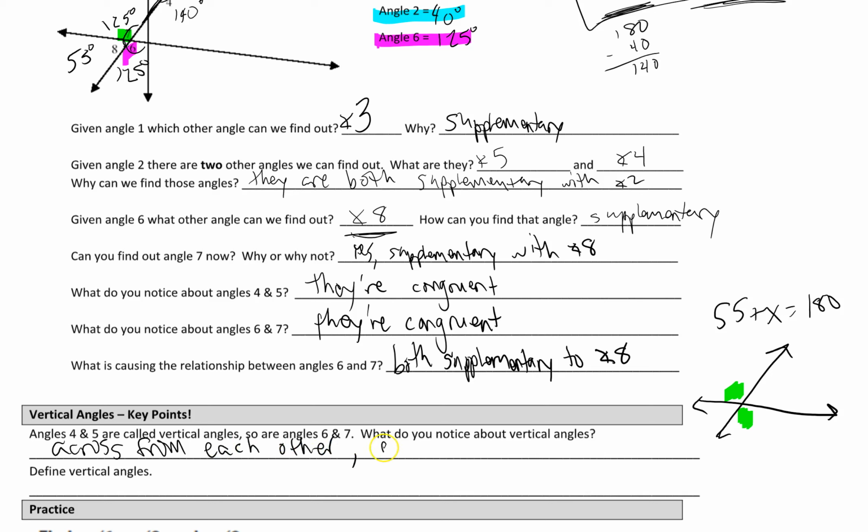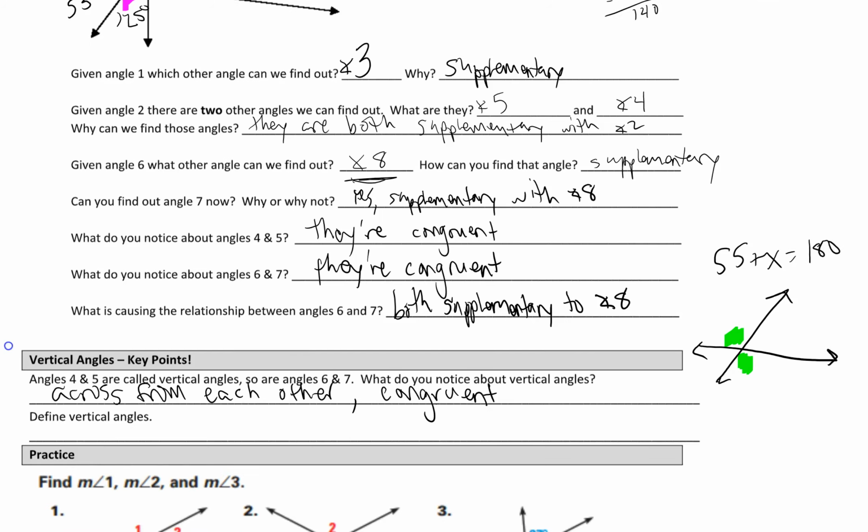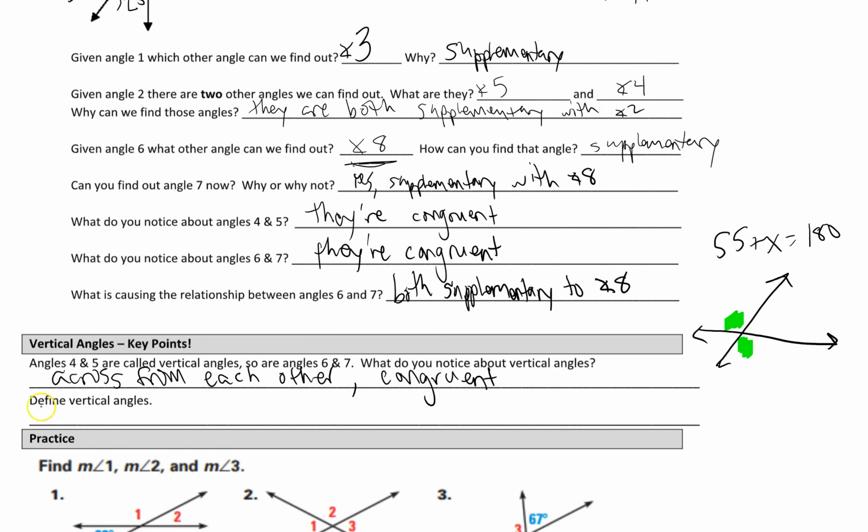Remember, congruent just means equal, or the same measure. And that actually is our definition. So we're going to add just one thing. Vertical angles are angles across from each other. And if you notice on the picture, we had intersecting lines. So across from each other in intersecting lines. And then again, here's the cool thing, they are congruent.